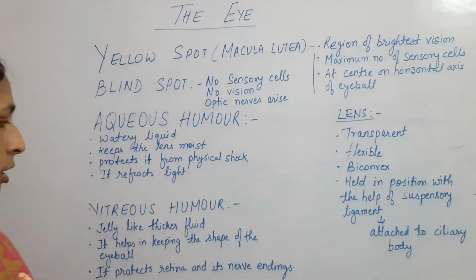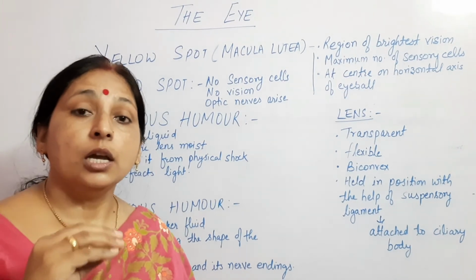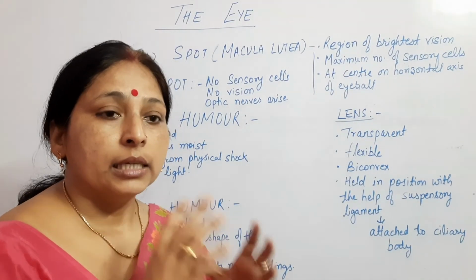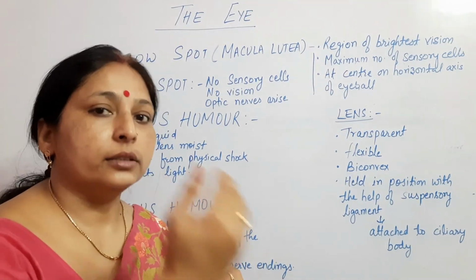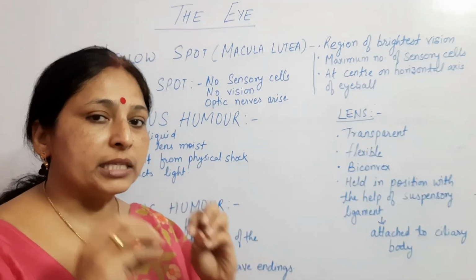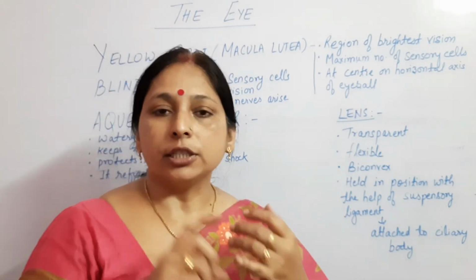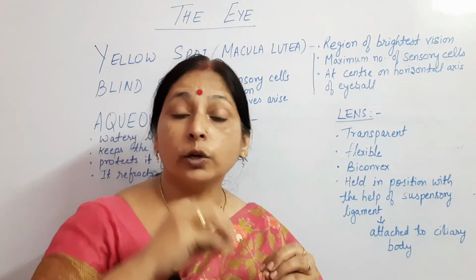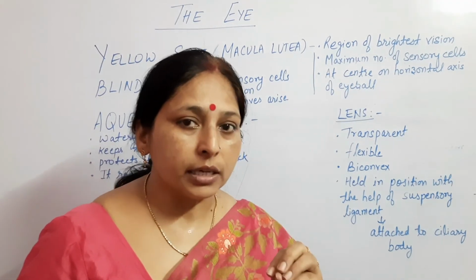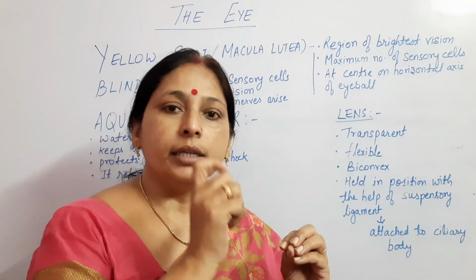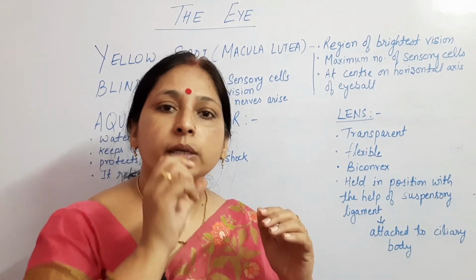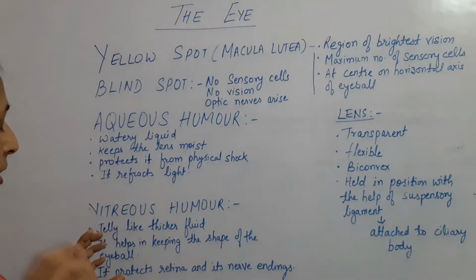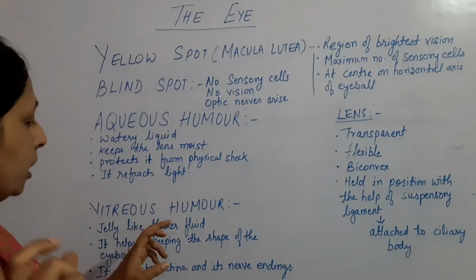Next is the vitreous humor. Vitreous humor is the fluid which is present after the lens, between the lens and the retina. So you have to specifically mention the location. I always insist on these things, location and function. So aqueous humor is between cornea and lens, vitreous humor between lens and retina. This is the location.